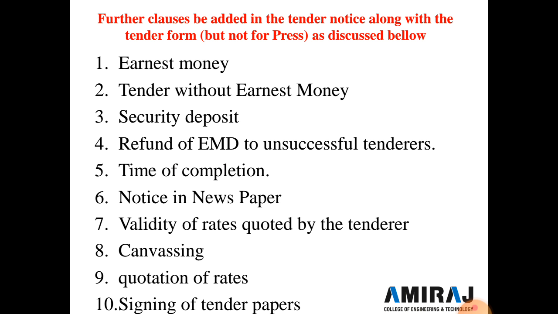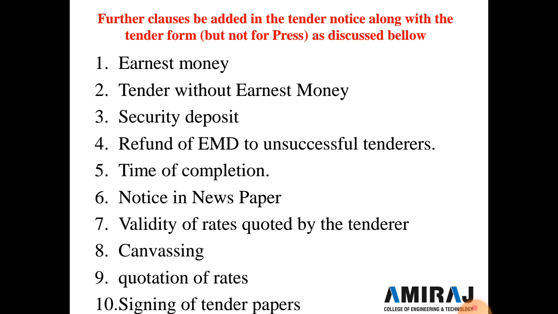Now the fifth clause is the time of completion. The time allowed for completion of the work shall be counted from the date of the work order. This is the essence of the contract. Now the sixth clause is the notice in newspaper. The notice of a tender published in the newspaper will also be treated as a part and parcel of the tender document in a prescribed form.